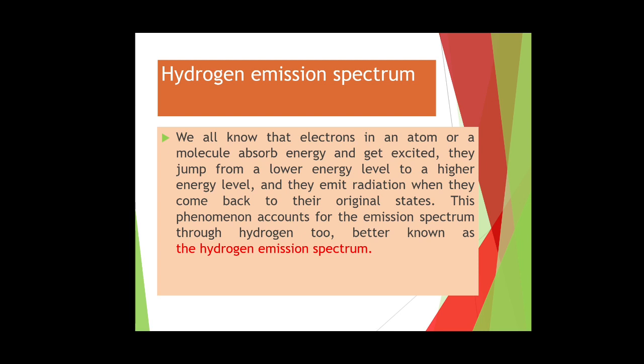We all know that electrons in an atom or a molecule absorb energy and get excited. They jump from a lower energy level to a higher energy level and they emit radiation when they come back to their original states. This phenomenon accounts for the emission spectrum, better known as the hydrogen emission spectrum.